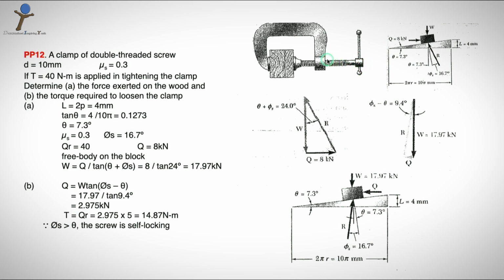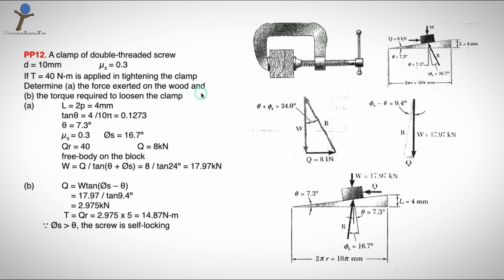Then as I said, the movable frame will tighten the wood. The force is exerted on the wood. So, the question is, determine: A, the force exerted on the wood, and B, the torque required to loosen the clamp. So, there are two questions in this particular problem.